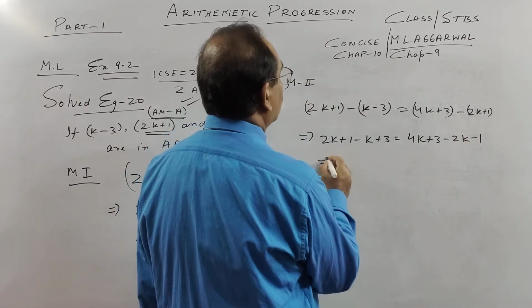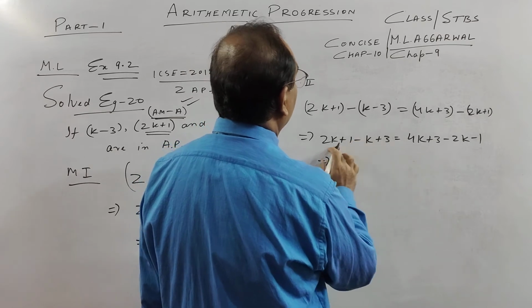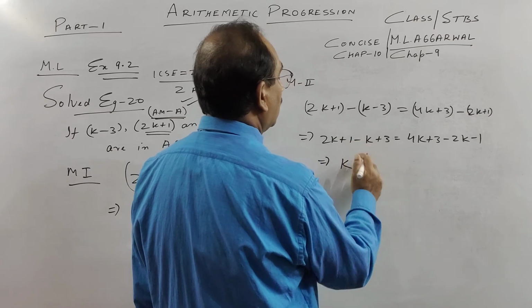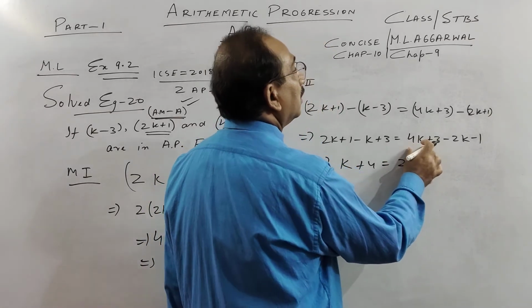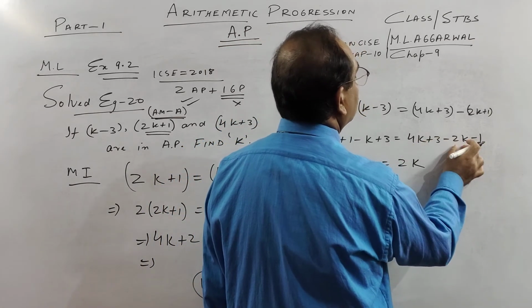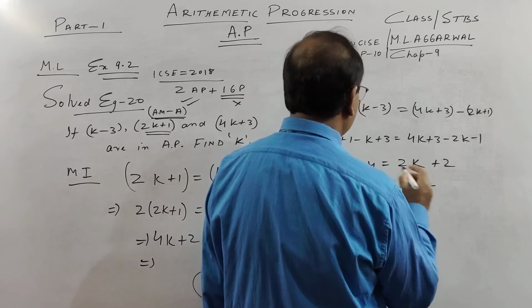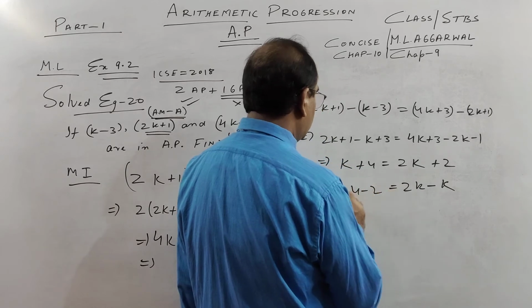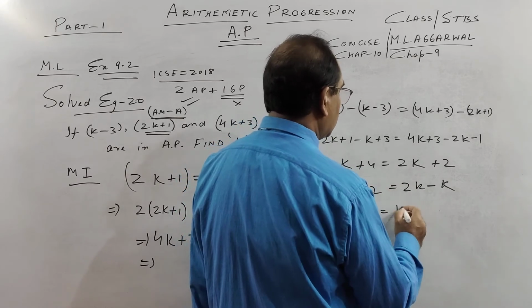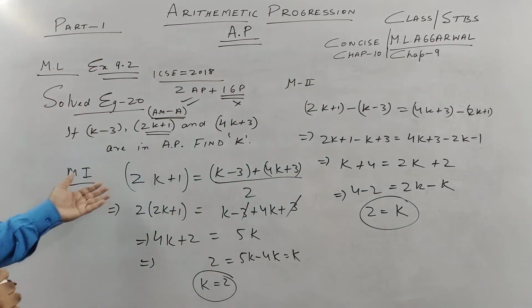So here also you will see, children, we have 2k minus k is k plus 4 is equal to 2k. Okay, this minus this is 2k and this is plus 2. So 2k, this k goes that side, is 4 minus 2 is 2 is equal to k.